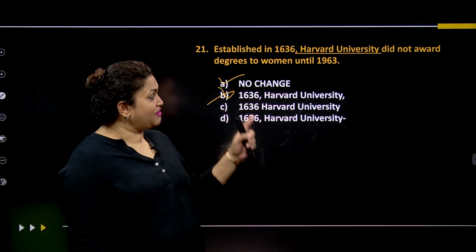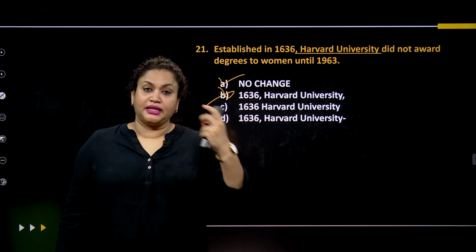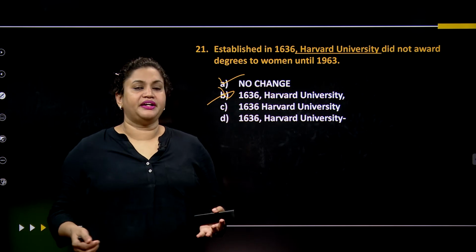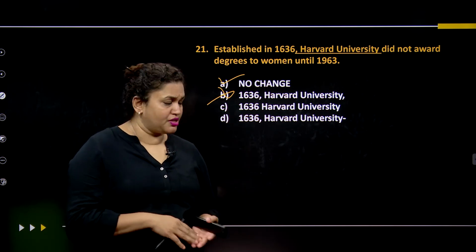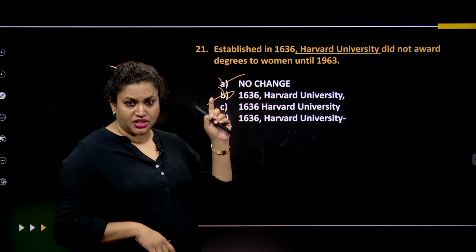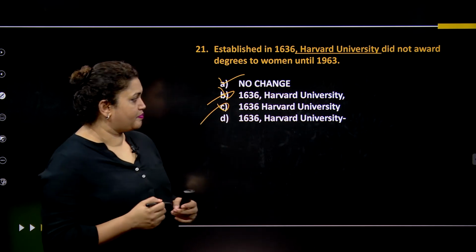At the same time, established in 1636 is a dependent clause, and a dependent clause is always divided either with the help of a conjunction or with the help of a punctuation. Therefore, there is no conjunction there, so the punctuation is clear. Therefore, this is not a right option.